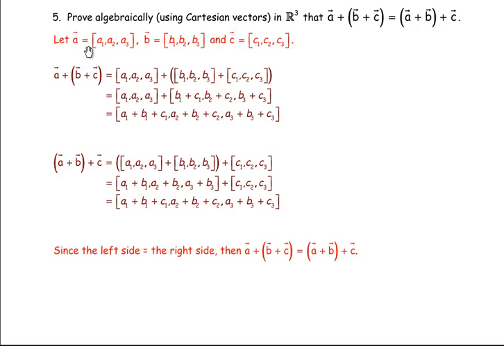The reason I'm going to call a the vector (a1, a2, a3), where a1, a2, a3 could be any real numbers, and the same with b and c, is that then I'm covering all possible cases. As long as I show algebraically that the two sides are the same, then that's proving it for all possible cases. And while it may look trivial that a + (b + c) is equal to (a + b) + c, this is how you would prove it mathematically.